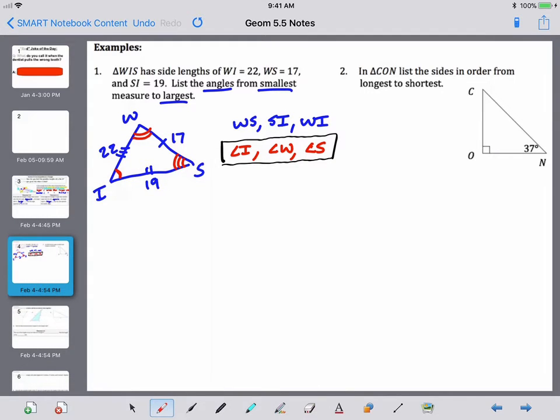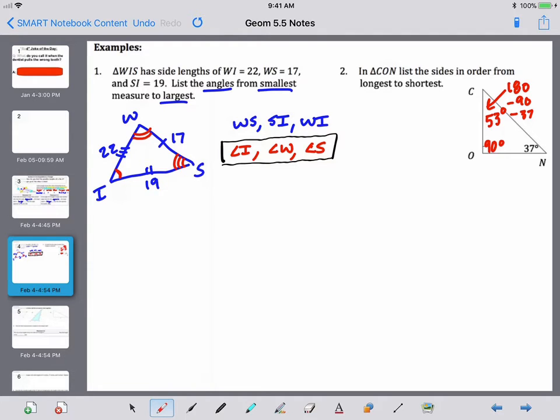Now we're going to reverse that process in example 2. This here is 90 degrees, and I have 37 degrees, and here if we take 180 minus 90 minus 37, that's going to leave us with 53 degrees. So now I know these three angle measures.